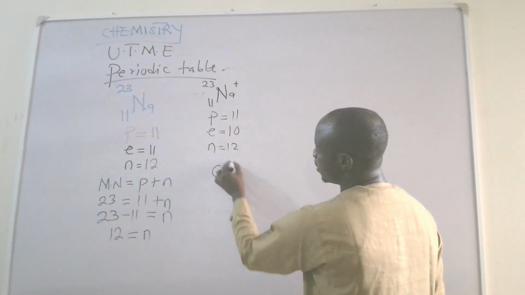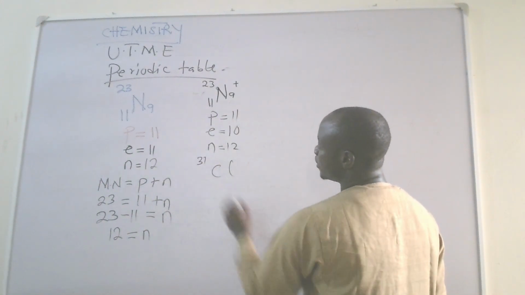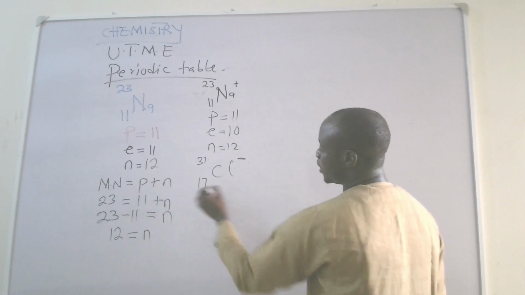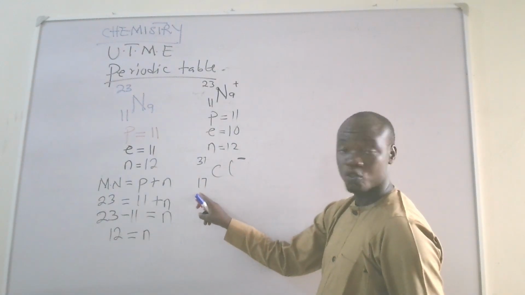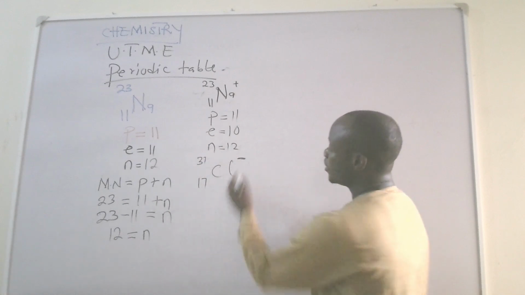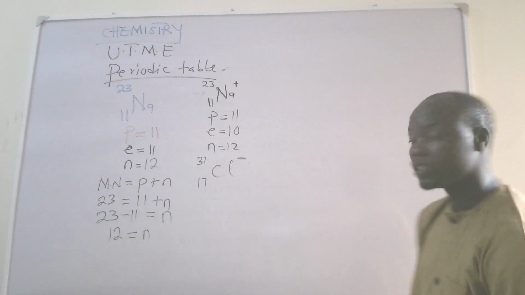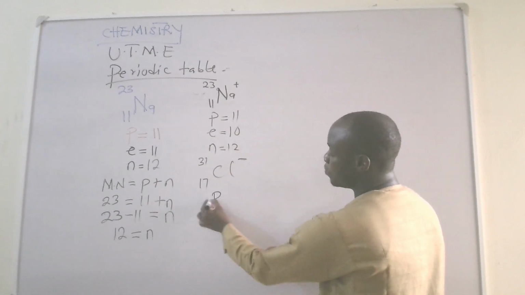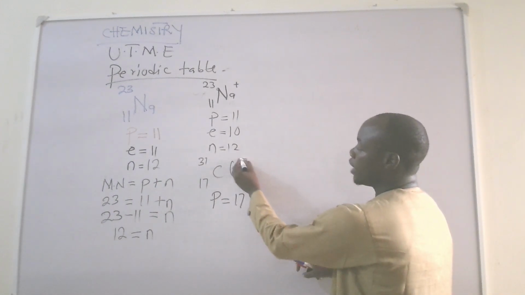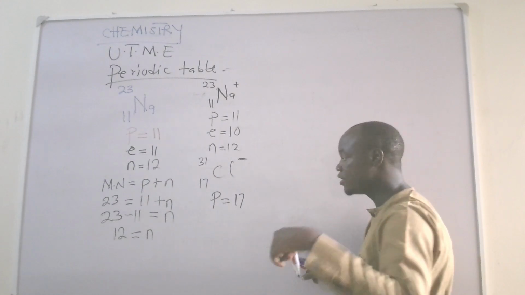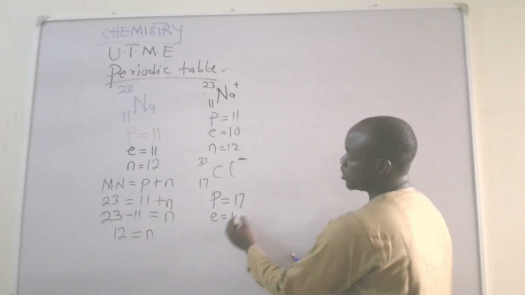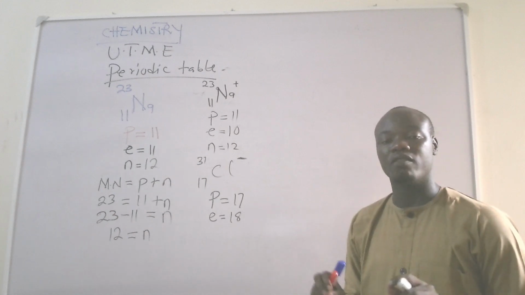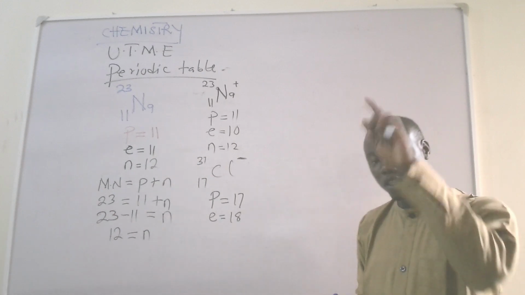What if we have chlorine, with a negative charge, where the atomic number is 17 and the mass number is 35? Here the chlorine is negative, so it means that chlorine has one extra electron. If the proton is 17 and we have a negative charge, the number of electrons is increased by one, so the electron number is now 18. Whenever you see an element with a negative charge, the number of electrons is increased by the total number of the charge.